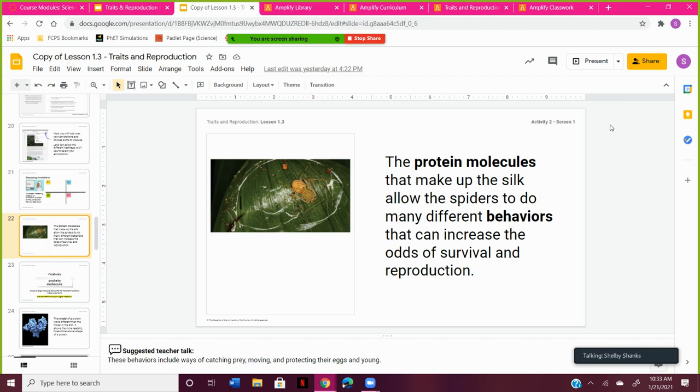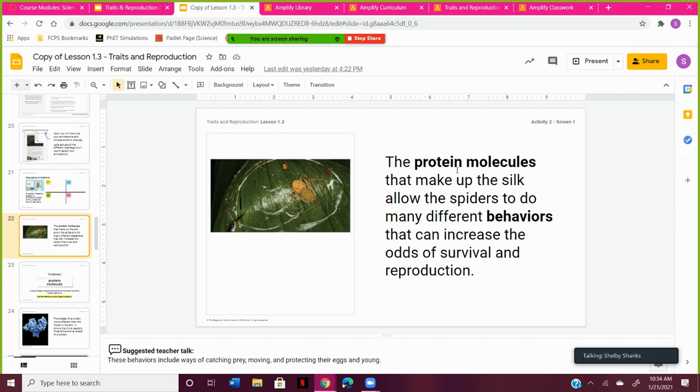All right, so the protein molecules that make up the silk allow the spiders to do many different behaviors that can increase the odds of survival and reproduction. So hopefully you guys know maybe a little bit about spiders, but if you don't, when a bug flies into their spider web, the spider kind of wraps them in that silk and then will eat it. All right, so the stronger that silk, maybe it increases their odds for survival, right? They don't want that silk to be lightweight or not strong, not flexible.